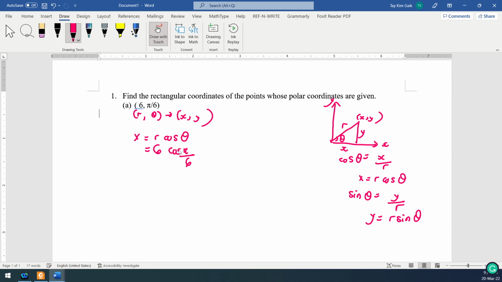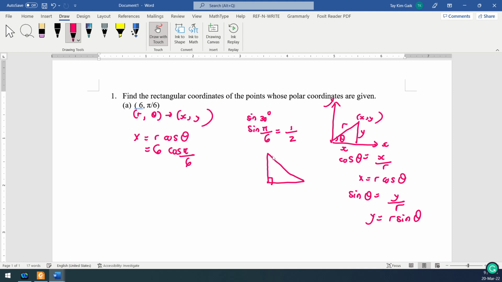You may press it using a calculator, or you can use a special angle. As I said, pi over 6 is 30 degrees. As we know, sin pi over 6 is half. This is what my secondary school teacher taught me: you just remember this one, sin pi over 6, which is 30 degrees, is half.